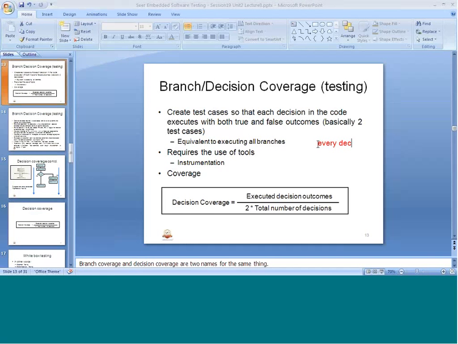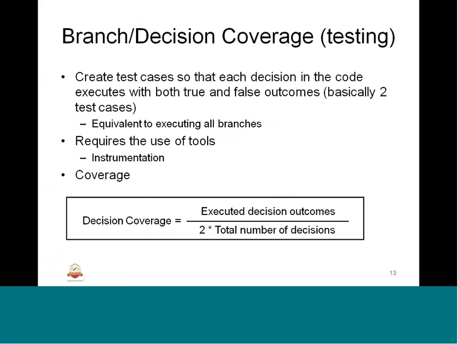Every decision in the code has to be exercised twice. In statement coverage, only once is enough. Here twice, because the decision will take two paths. That is why we need to have this criteria, very important. So both possible outcomes of the decision, true and false, should be executed in order to reach the decision coverage.